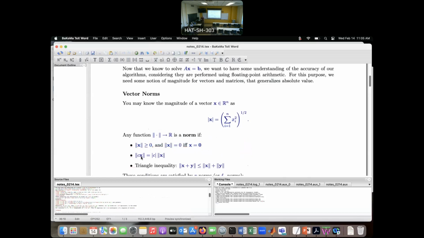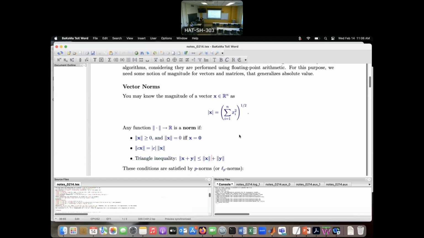Also, if you scale the vector by some factor, that should scale the magnitude by the absolute value of that scaling factor. So if I take a vector x and I look at say minus 2x, the magnitude of that should be twice the magnitude of the original. It only makes sense. And then we have the triangle inequality, which needs to be satisfied. Okay. So any function on a vector space that satisfies all three of these conditions qualifies to be a norm.